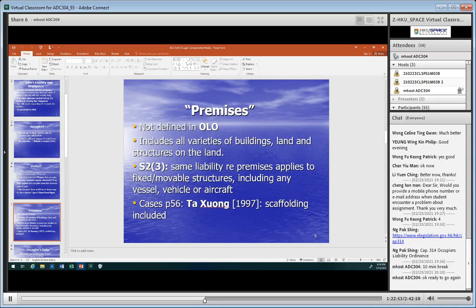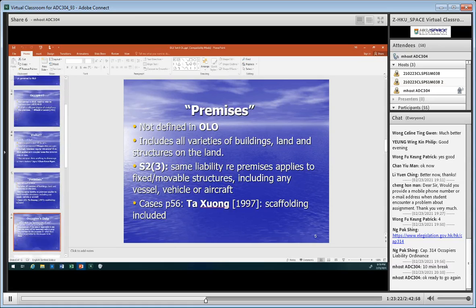So premises is pretty broadly defined. It covers all varieties of buildings, land and structures on the land, plus all those other items mentioned in section 2, sub 3, including any vessel, vehicle, or aircraft. So it's interesting, if you're in a vehicle, normally, if somebody's injured in a vehicle, you claim in normal common law negligence, but you could also claim theoretically in occupiers liability. I guess that would refer to bigger vehicles like a bus, for example.